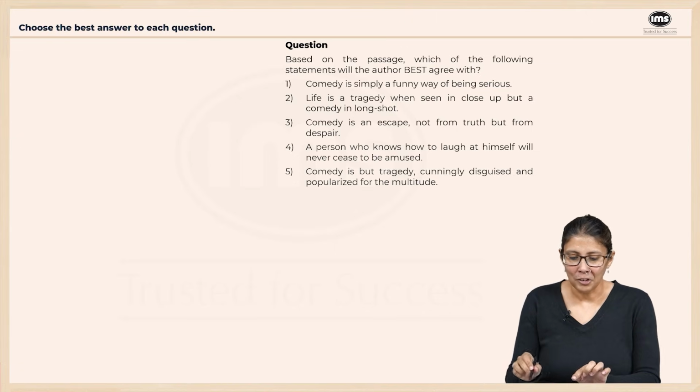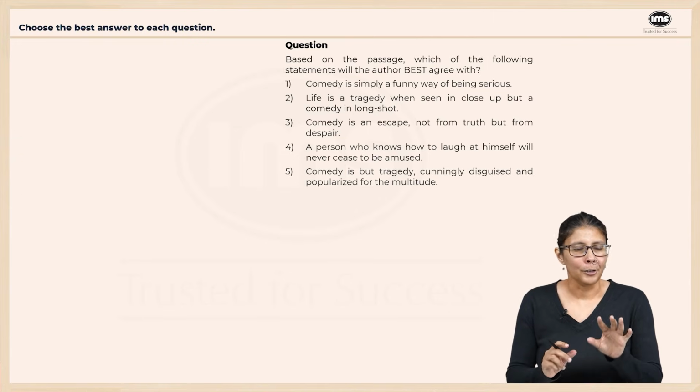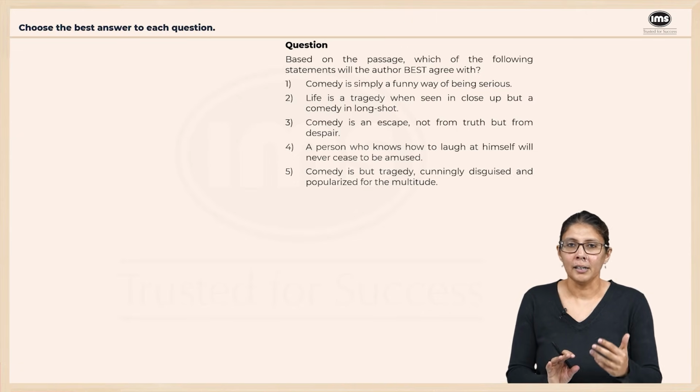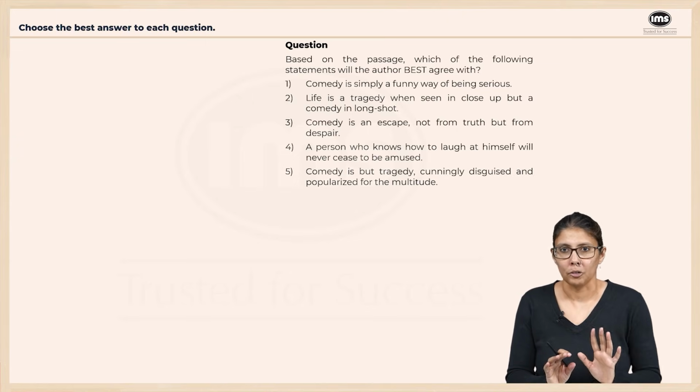Based on the passage, which of the following statements will the author best agree with? So again, I do need to keep in mind what the author is generally trying to say, the main idea. The main idea is very clear. In order for us to laugh at something, it has to be related to human characteristics and we need to be emotionally detached to the situation. So this we must have understood.